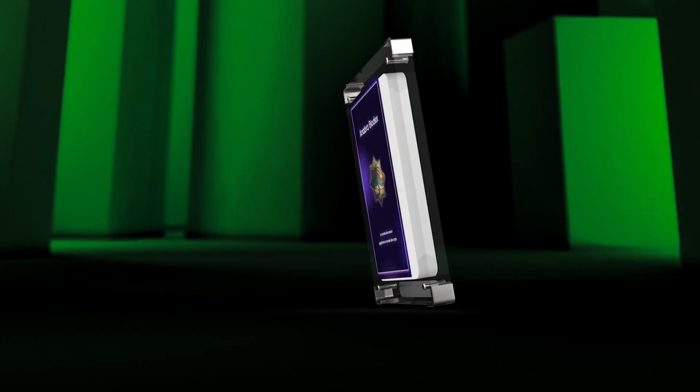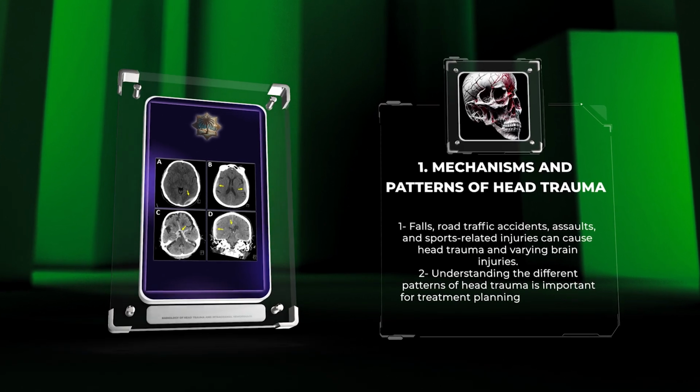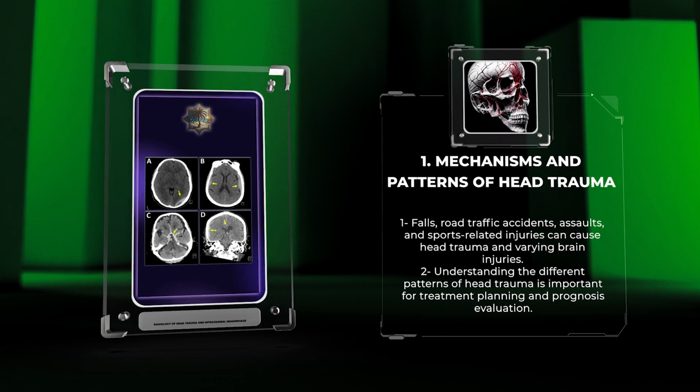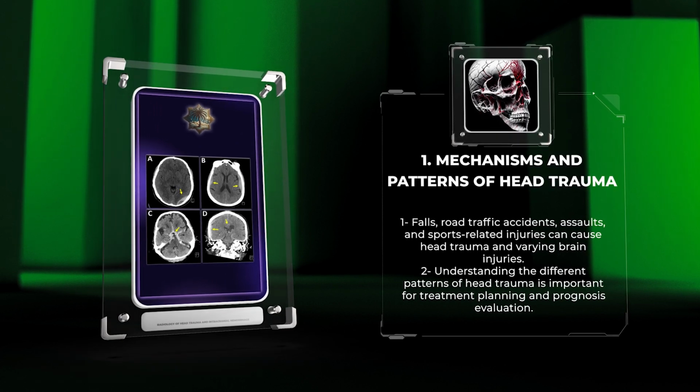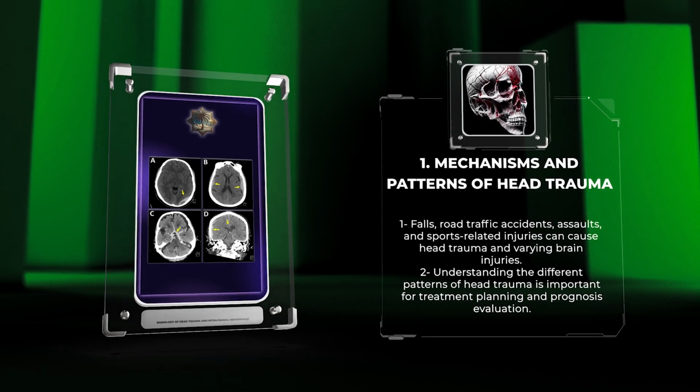In this section, we will discuss the different mechanisms of head trauma and their patterns on imaging studies. Falls, road traffic accidents, assaults, and sports-related injuries can all cause varying types of injuries within the brain. Understanding these patterns is vital for treatment planning and prognosis evaluation.